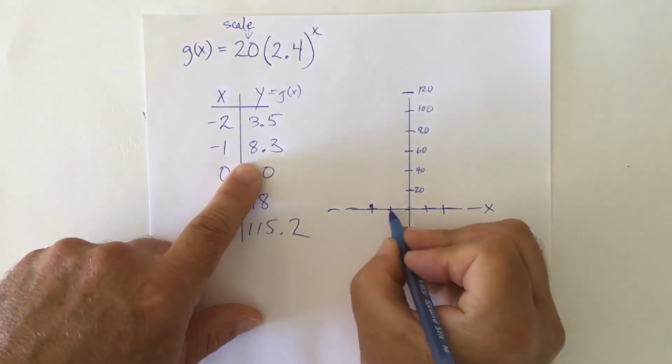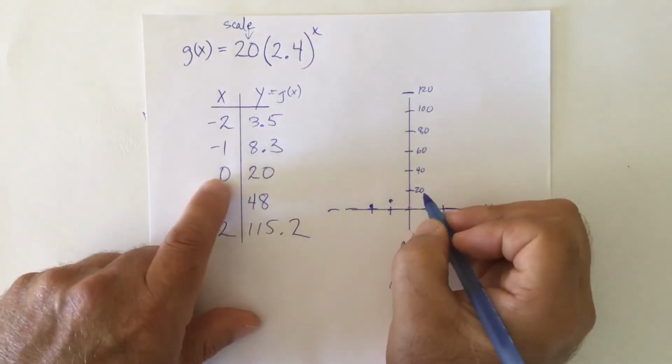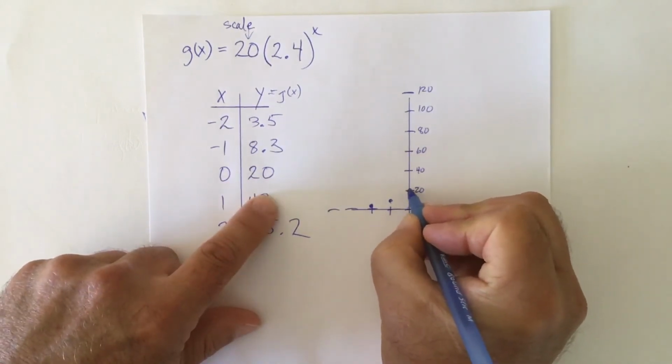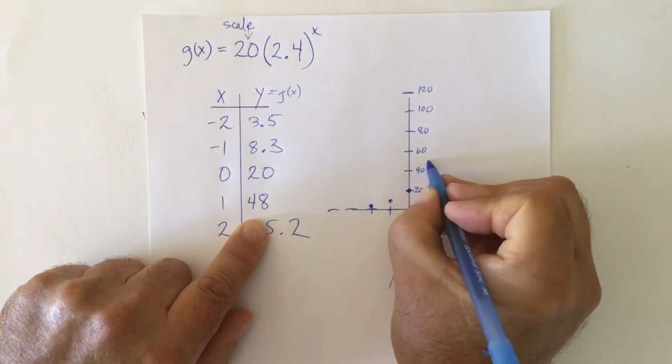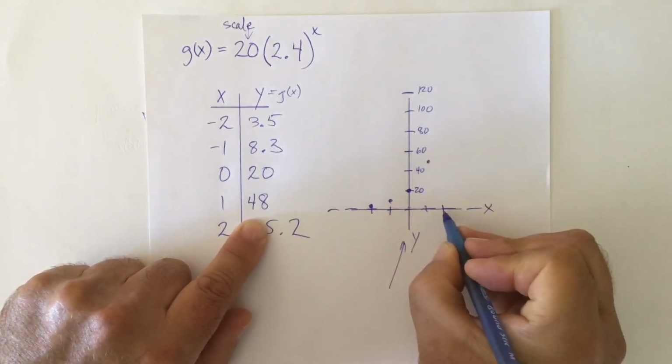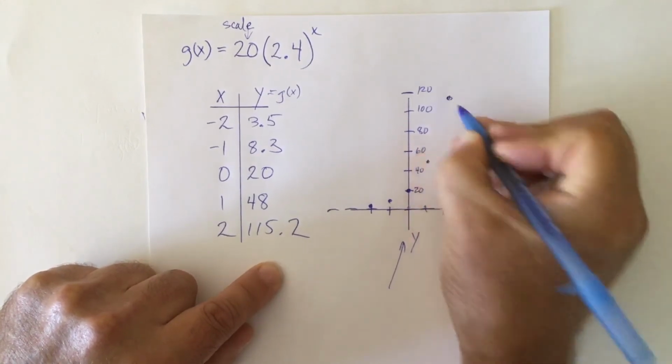I plug in -1, I get an 8. Look at that. Fresh. When I plugged in 0, I got out the scalar. I plugged in 1, I got out 48, so that would be about here. I plugged in 2, I got out 115, so it'd be about here, right?